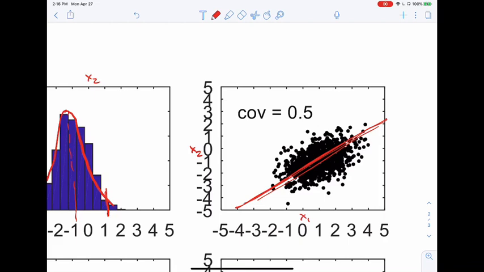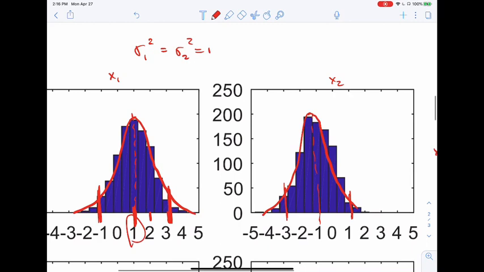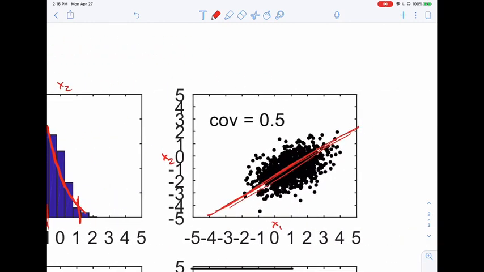You would not know, from either of these, that they were correlated. It's just as possible that these guys could have been uncorrelated, in which case we would have had something over here that would have been more circular rather than more oval shaped.